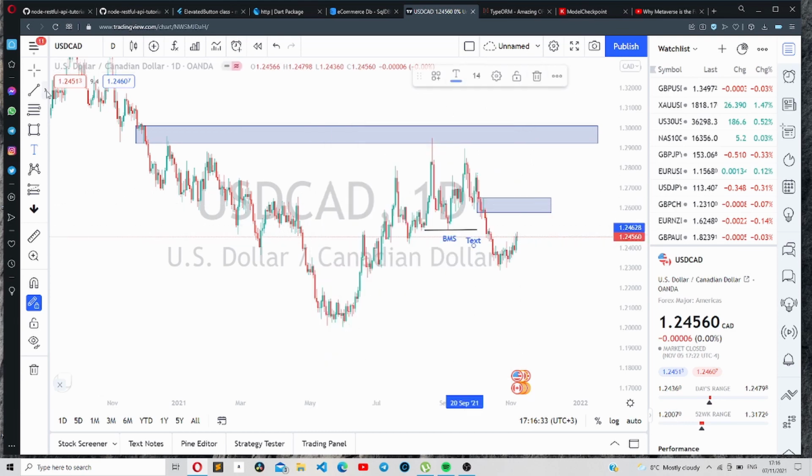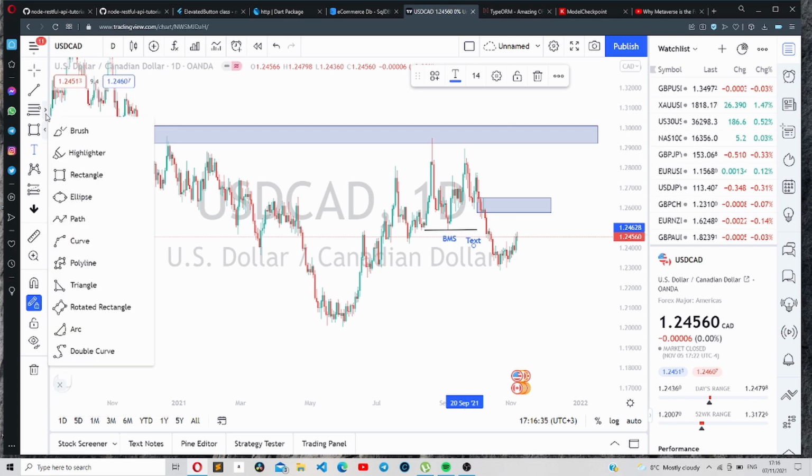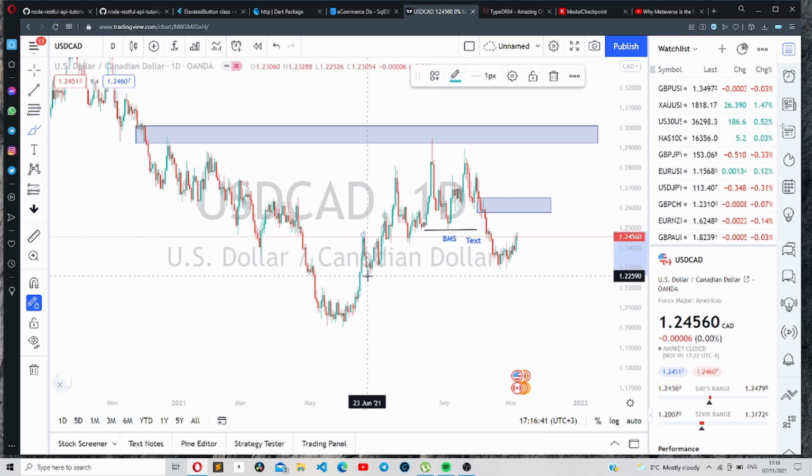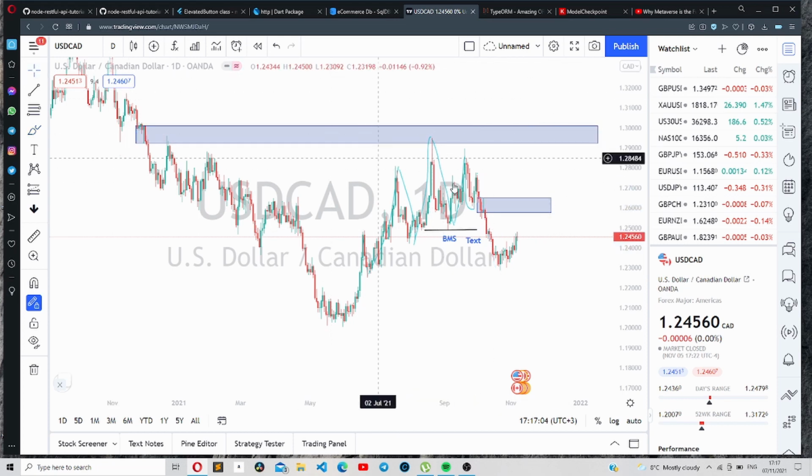As I was explaining, this is a higher high, higher low, higher high, higher low, higher high, higher low, higher high, and then a lower low, and then a lower high. We then broke this higher low. What this means is the market is telling us that we are now in a downtrend, since we broke that previous higher low.